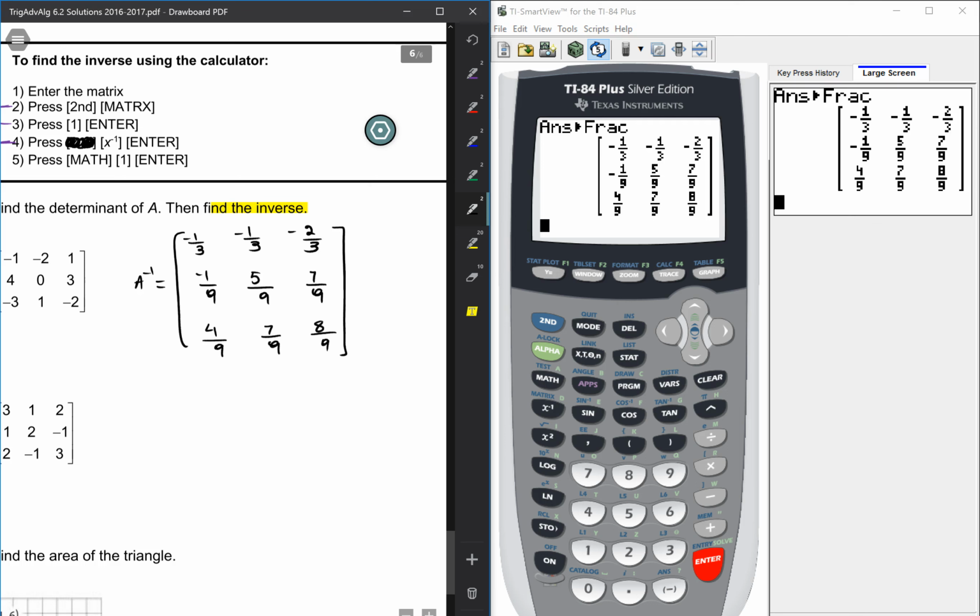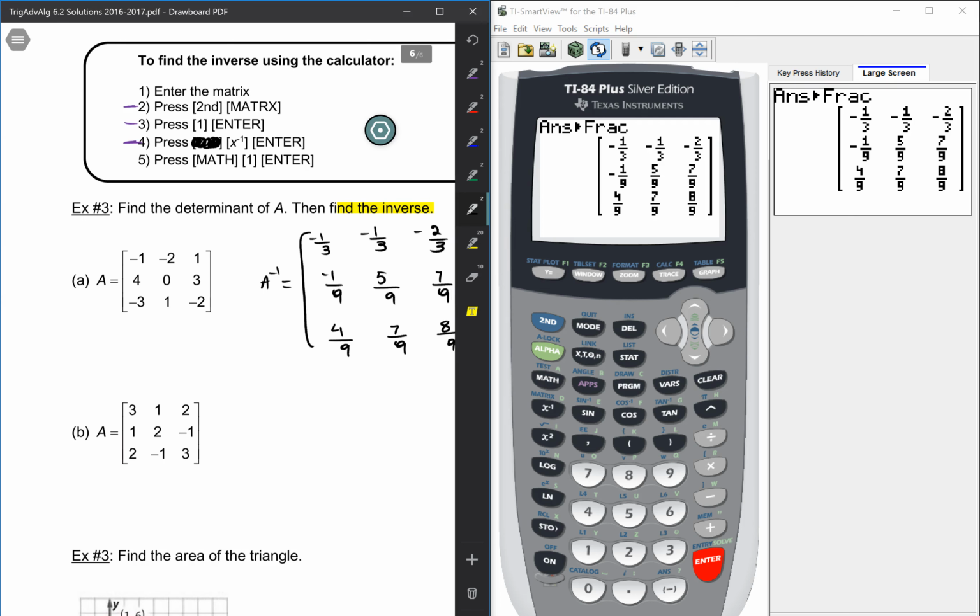I will not accept decimals in this, right? It has to be in fraction form. All right, so go ahead and do the next one, please. I'll stop this for a few minutes. Go ahead and do the next one.